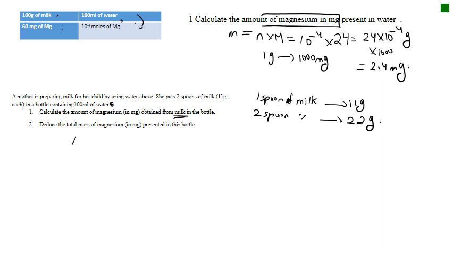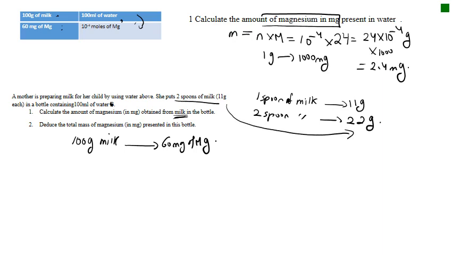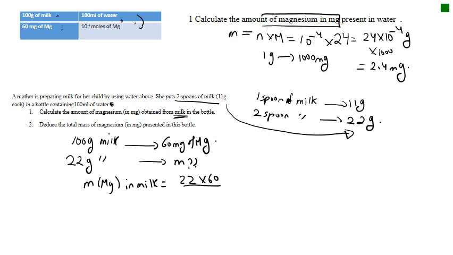And from the table we know that 100 gram of milk contains 60 milligrams of magnesium. The mother used 2 spoons of milk. The mass of these 2 spoons is 22 gram. So 22 gram of milk contains how many milligrams of magnesium? By calculation, the mass of magnesium in milk used by the mother is equal to 22 times 60 over 100. It is equal to 13.2 milligrams. So when the mother used 2 spoons of milk, the amount of magnesium in this quantity of milk is 13.2 milligrams.